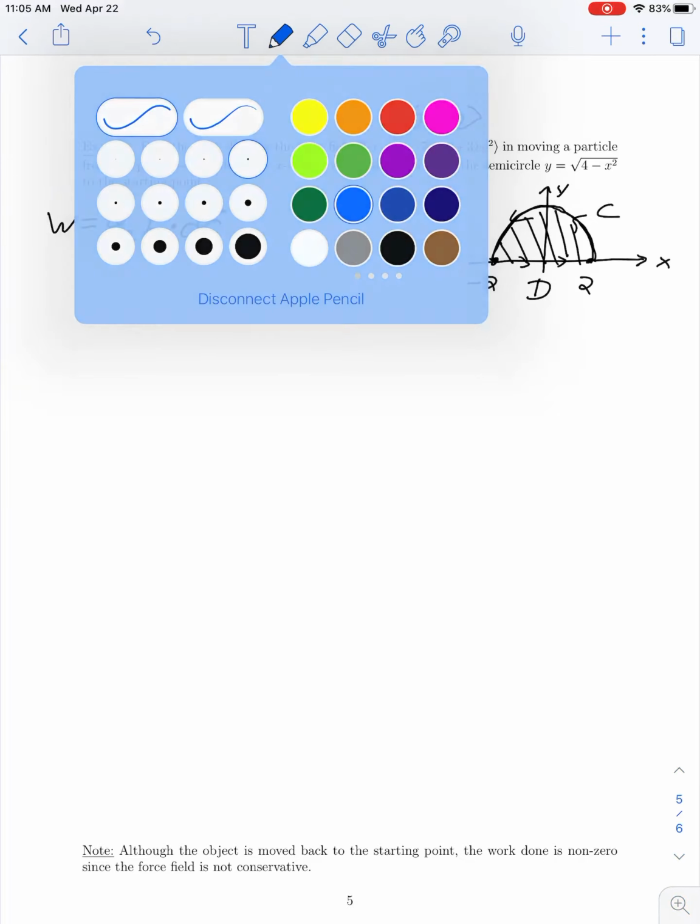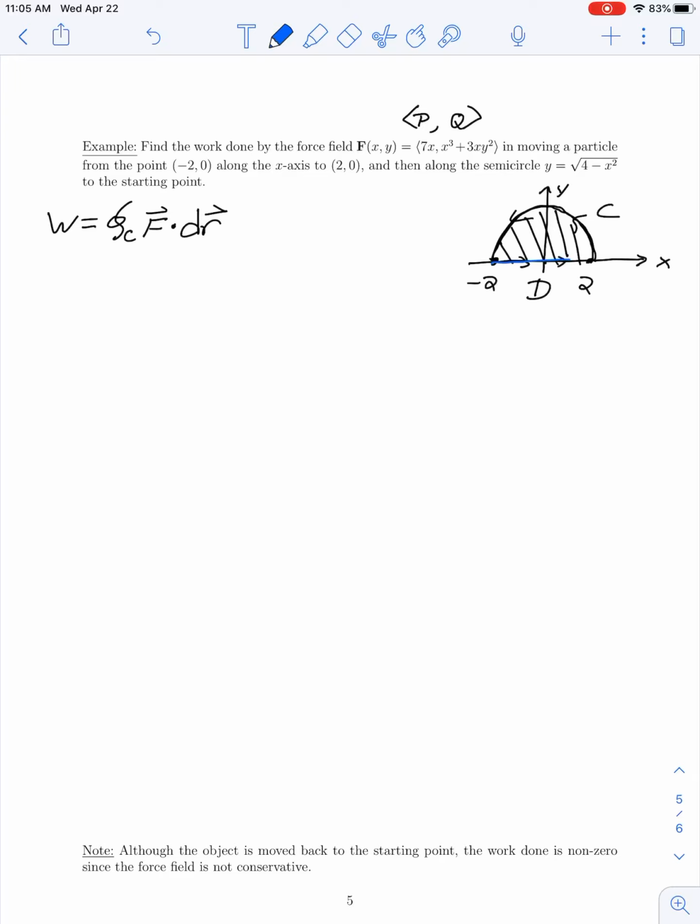The first part being the line segment from -2, 0 to +2, 0. We could call that C1, followed by the upper half circle of radius 2 back to our starting point. We could call that C2. So there we would need to use polar coordinates to parameterize that curve and evaluate this line integral directly. So it gets a little tedious there.